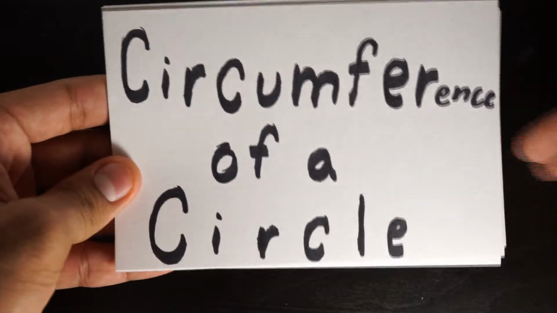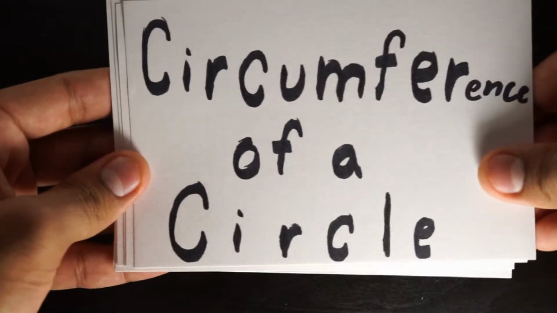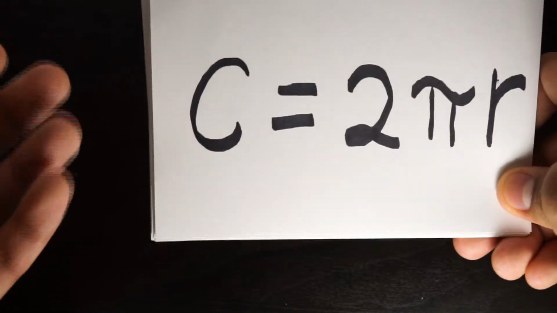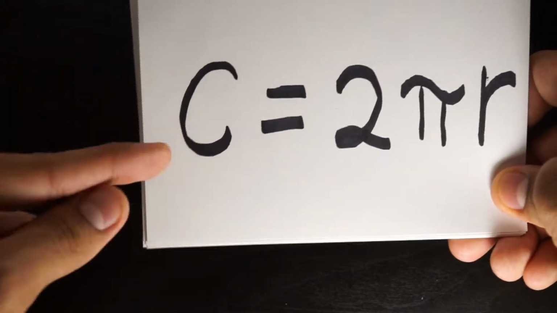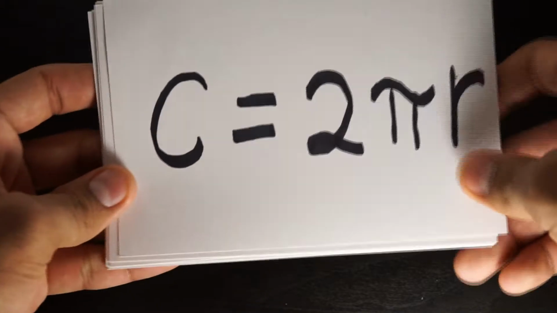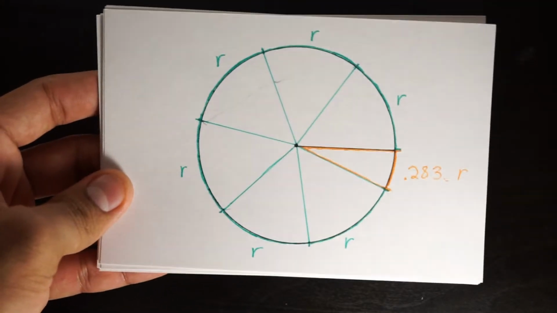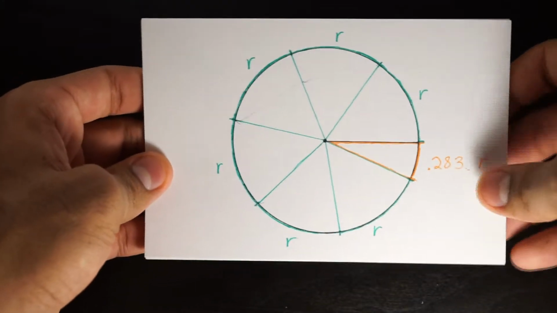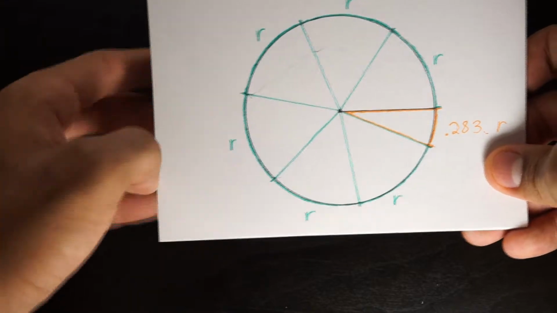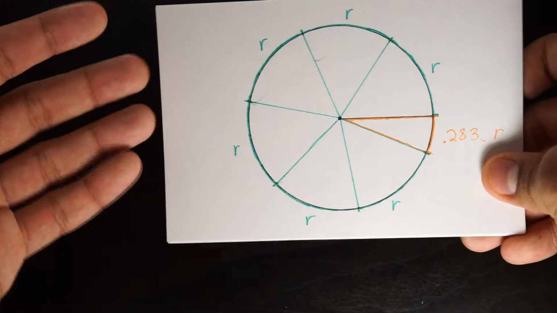In order to move forward, we'll need to talk about the circumference of a circle. We're all familiar with the formula c equals 2 pi r. The circumference equals 2 pi times the radius of the circle. Keeping in mind what we said earlier about a circle being 2 pi lengths of its radius, we can see here a visual representation of that.